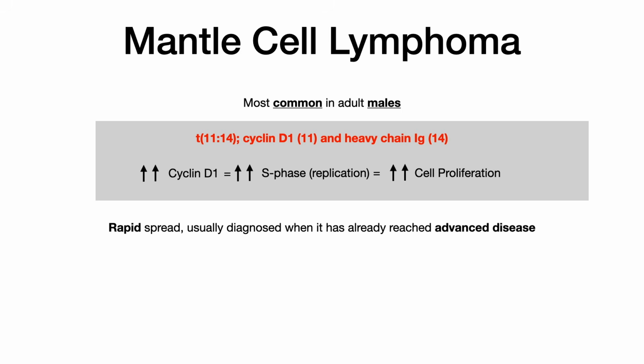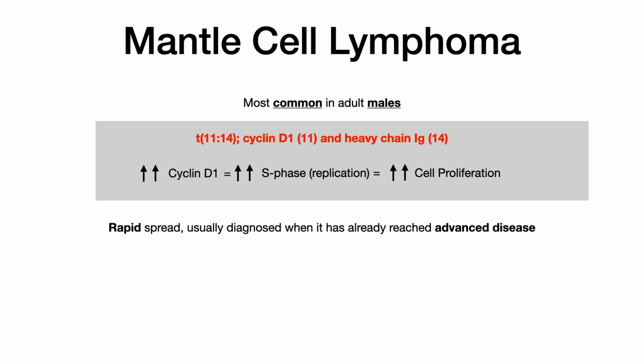When you increase the activity pathologically of cyclin D1, you increase replication because you're essentially going through into S phase more than you should. This increases cell proliferation, and we have pathological malignant progression. Now, usually when it comes to mantle cell lymphoma, this spreads pretty rapidly, so it unfortunately generally gets diagnosed when it's already reached an advanced stage. But for USMLE or COMLEX, you really just need to know the chromosomal translocation, not a whole lot of other high-yield details. That's mantle cell lymphoma.